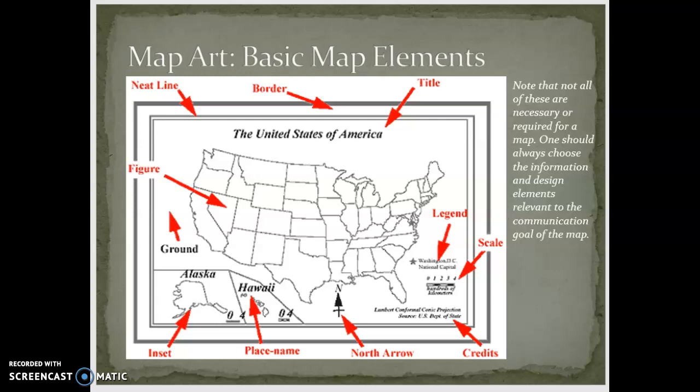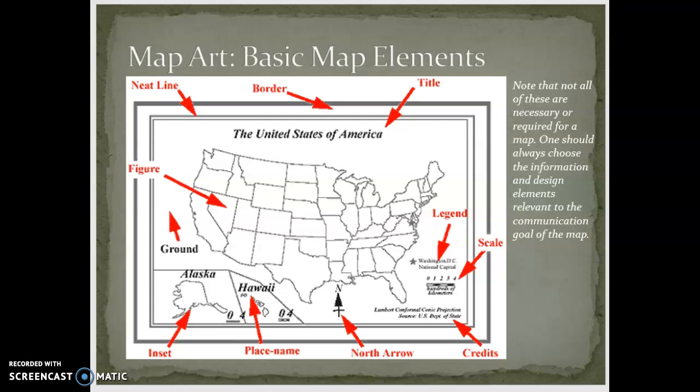The ground is what we refer to as the background, more or less. So it's the empty space around the map itself, the figure image. And we also have things such as the insets. Not all maps have these, but a lot of them do. And also place names. Well, you can't have a map without a place name, but in general, this is something we definitely seek to have on maps.